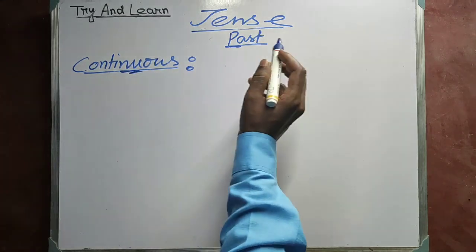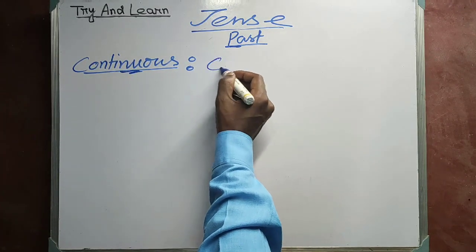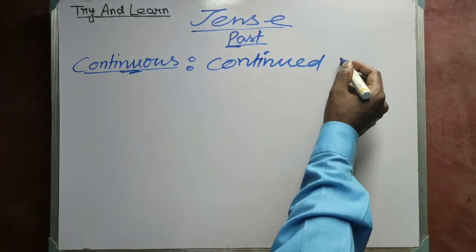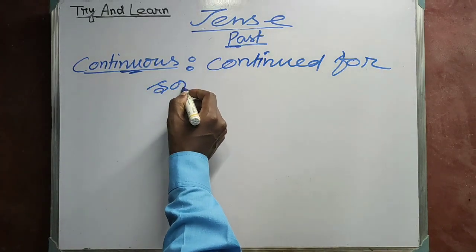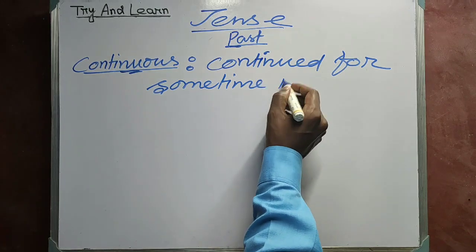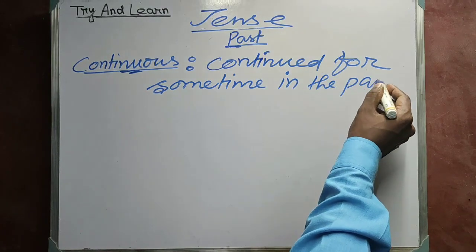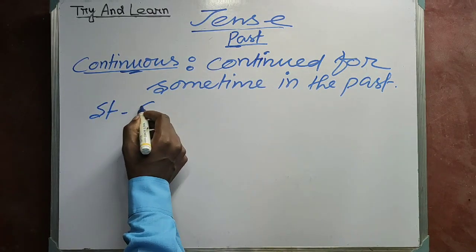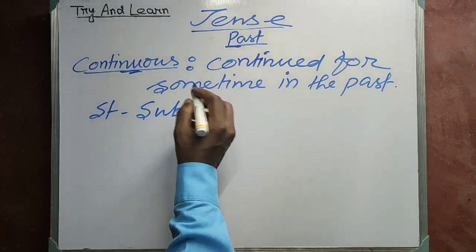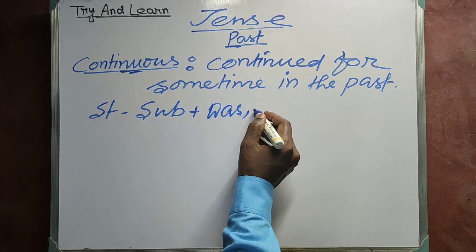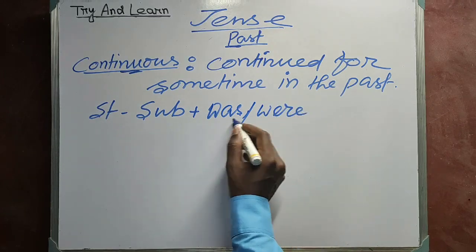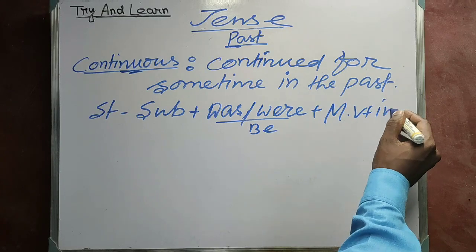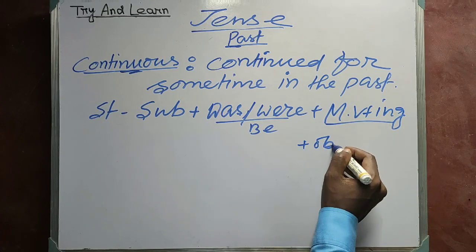Next, past continuous. This tense is used when an action was continuing, or the action continued for some time in the past. Structure: subject in continuous tense, be verb in past, was or were, then continuous main verb plus ing, plus object or complement.